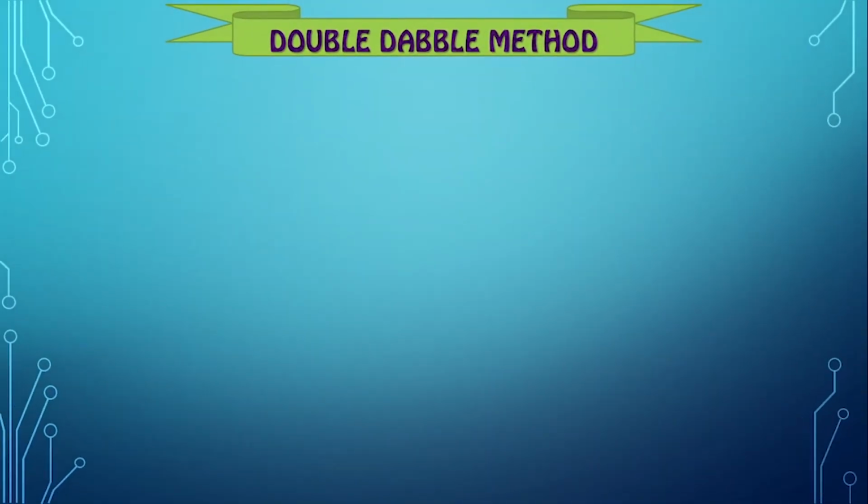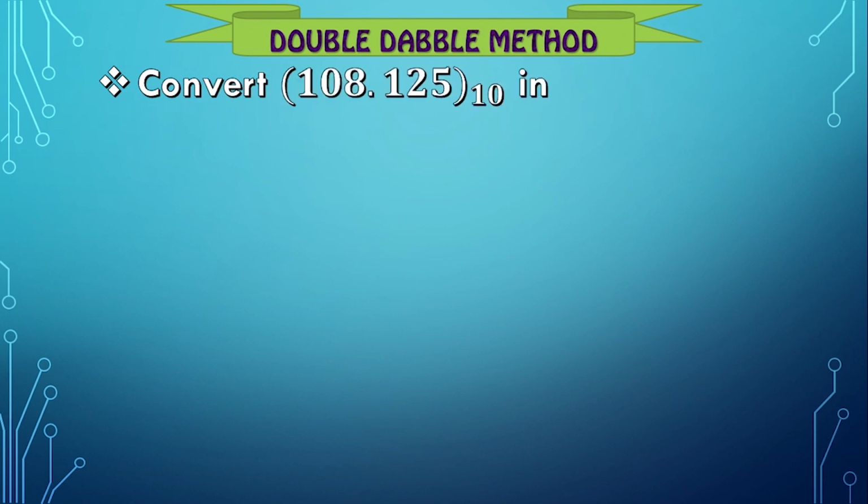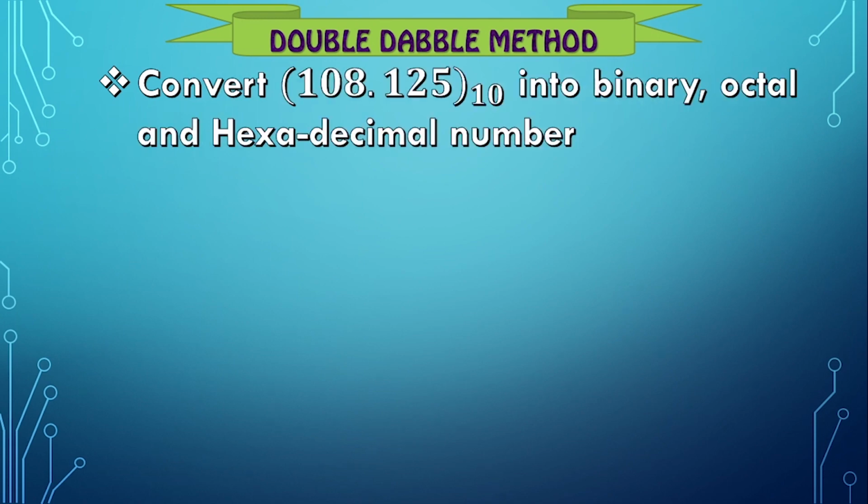Let us take one general example, 108.125, which is given in decimal number system, and we need to convert it into binary, octal and hexadecimal. So in the case where such kind of fractional number are given, we need to proceed differently for integer part and for fractional part. So for integer part, which is 108 over here, we will perform successive division. So we will make 3 columns.